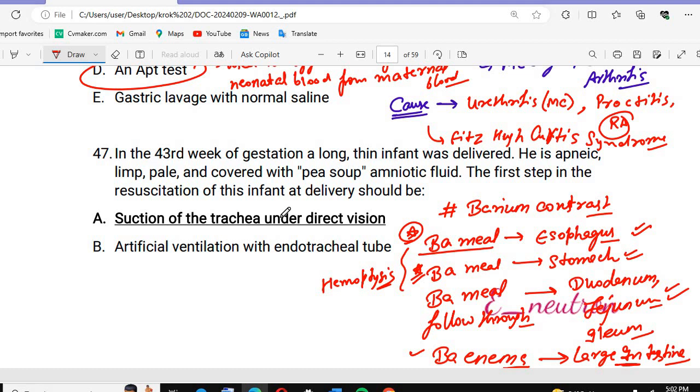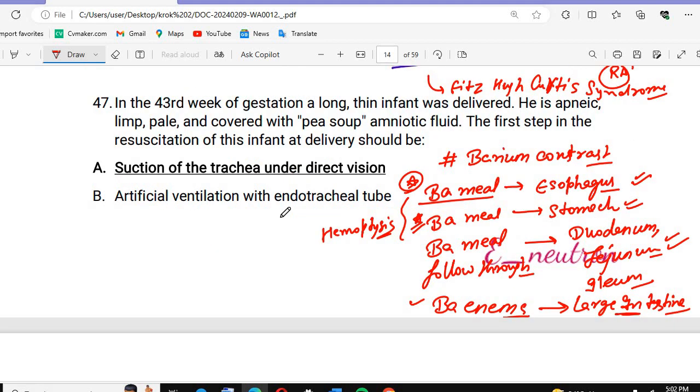Okay, so the next question we have: in the 43rd week of gestation, a long thin infant was delivered. He is apneic, limp, pale, and covered with pea soup amniotic fluid. The first step in the resuscitation of this infant at delivery should be... So let's continue with that on the other page, because that's a big topic.